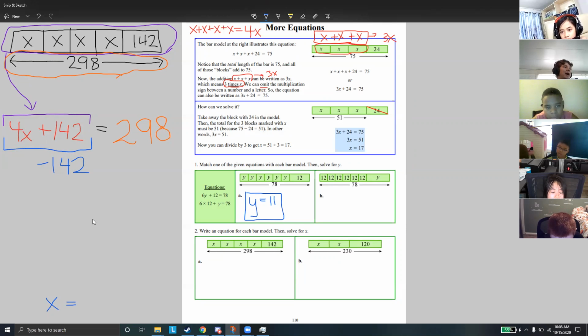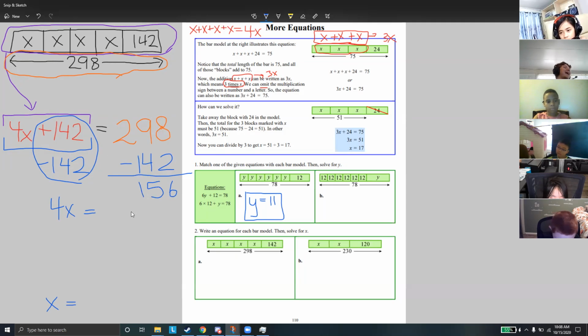So the opposite of 142 is minus 142. Great. So to get our left side of the equation, it will be 4x plus 142 minus 142. And we also need to remember to subtract it from both sides, right? So if we subtract 142 from both, we'll have to do it on this side too. Great. Okay, so 4x plus 142 minus 142 will leave us with just 4x on the left side. And then we have to find out what this subtraction problem is. 298 minus 142, 8 minus 2 is 6, 9 minus 4 is 5, 2 minus 1 is 1. And so we have 4x equals 156.